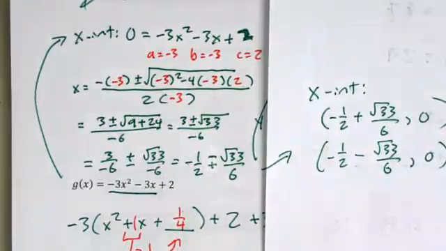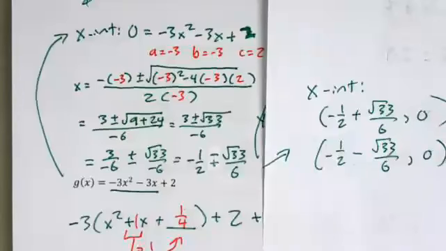So final answer: negative 1/2 plus radical 33 over 6, comma 0, and negative 1/2 minus radical 33 over 6, comma 0. On the test, I'll ask you to write out both copies of it. Don't forget that it's not just that value, the comma 0 part is important as well.